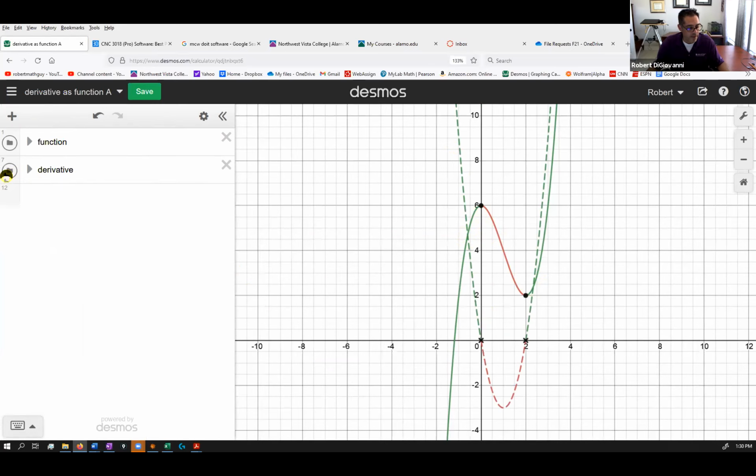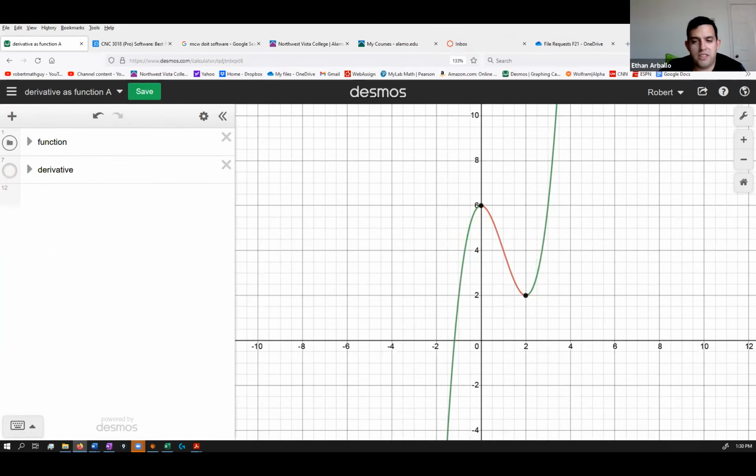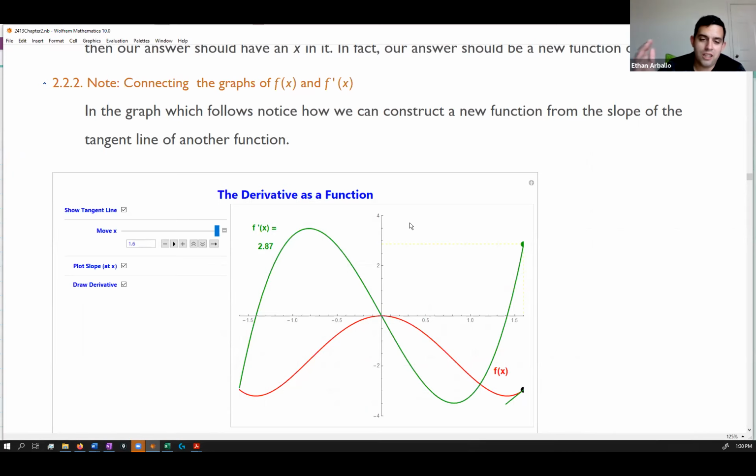Got you. Okay. So basically the takeaway from this is that for f of x, if the slope is positive, the derivative is going to be positive. The slope is negative, derivative is going to be negative. Yeah, if the slope of the original function is positive, then our derivative will be positive, which means its graph will live above the x-axis. And if our original function's slope is negative, that means the derivative will be negative, which means its graph will lie below the x-axis.